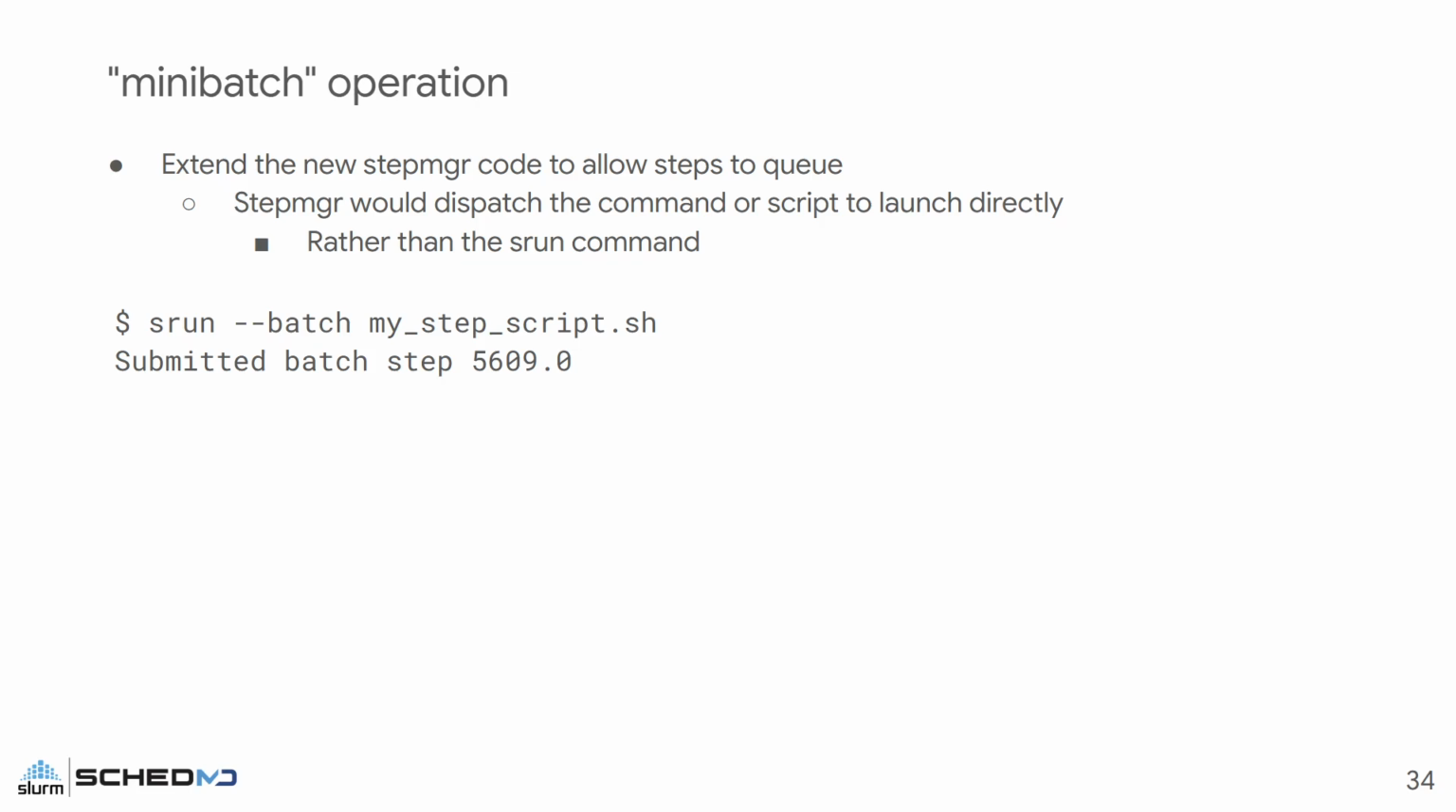And this would just submit a step into the step management layer. The step management layer would then take charge of getting it placed and running on a particular node. And the I/O would behave much more like what the batch job I/O does and spool directly to a file, because we wouldn't have that srun command to pipe the I/O back to.